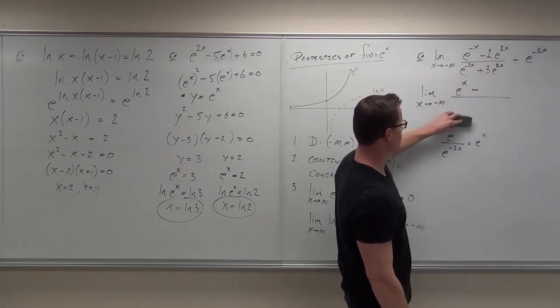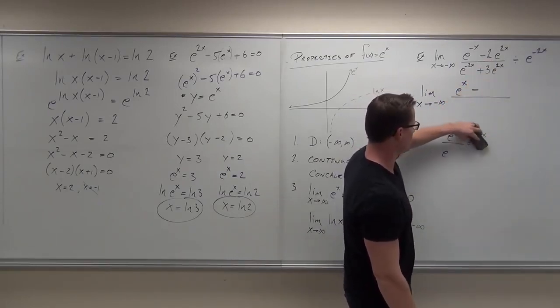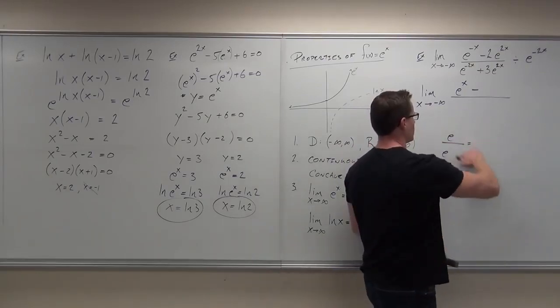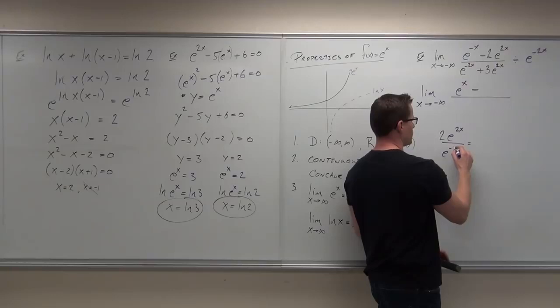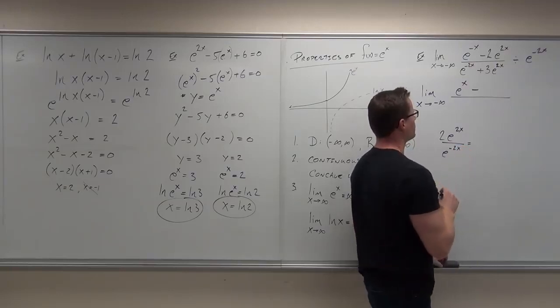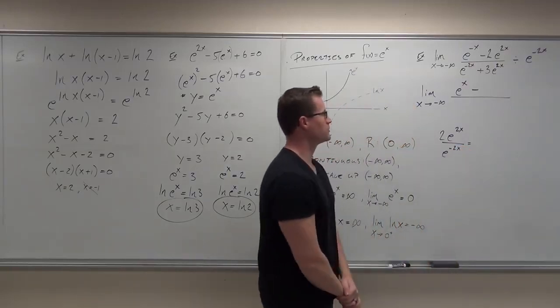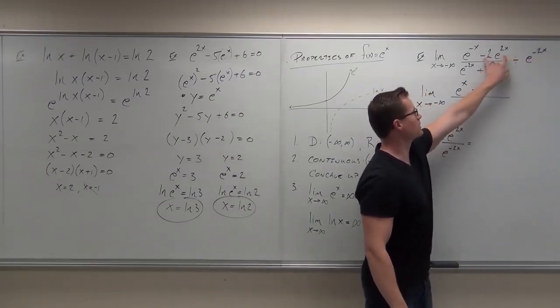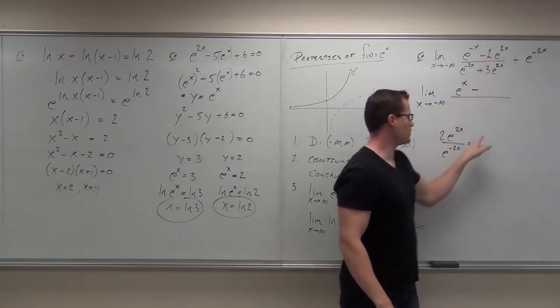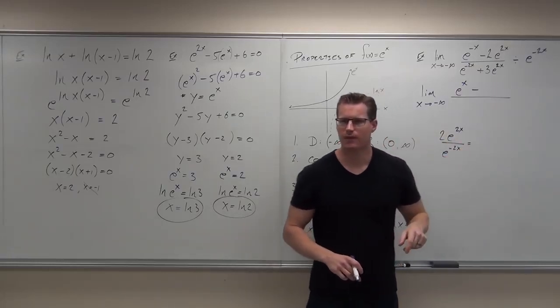Here we have 2e to the 2x over e to the negative 2x. Remember that we're dividing each term by this. So each term by this. What's our answer going to be?